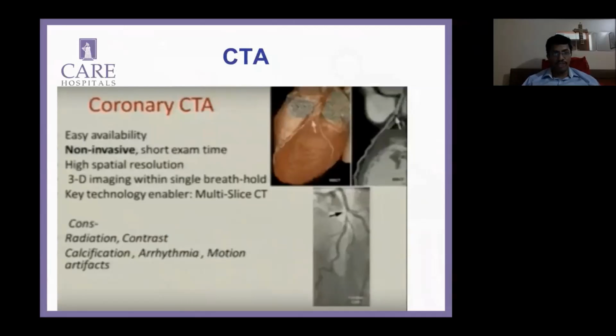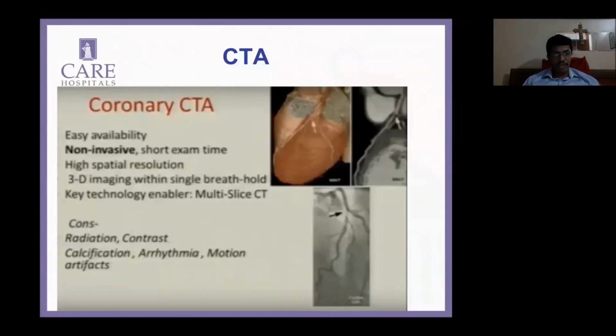So just to talk a little bit about CTA before we move on to the off-label and controversial things which I'm told to talk about today. We know that coronary CTA is easily available today, at least in the metros, with a number of centers doing it. It's completely non-invasive. You just drive in and you drive out. The exam time is actually 5 to 8 minutes, but it takes about half an hour to get in and out because of heart rate control, beta blockade, and so on.